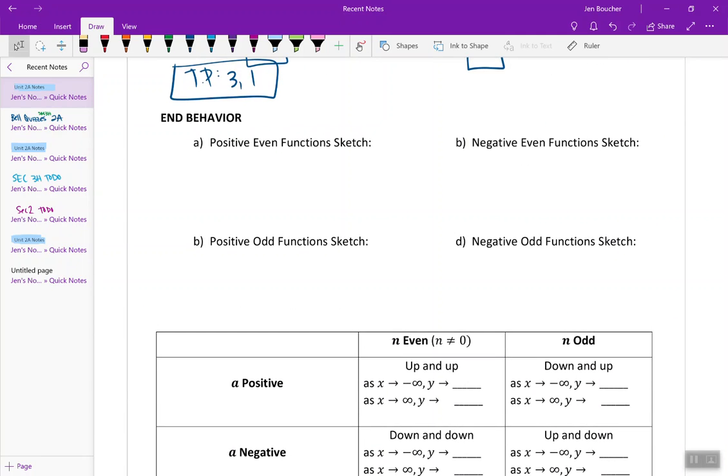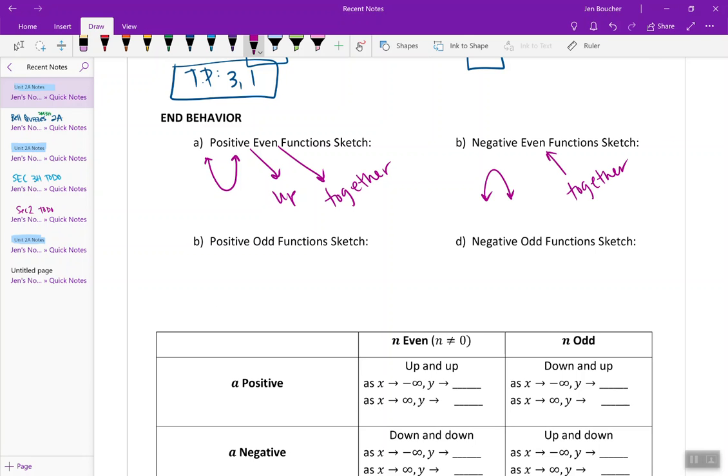So if I'm looking at a positive even function, I know that both ends are going up and both ends are going together. They go up because it's positive. They go together because it's even. Which means if it were a negative even function, they would be going together still, but what? Good.